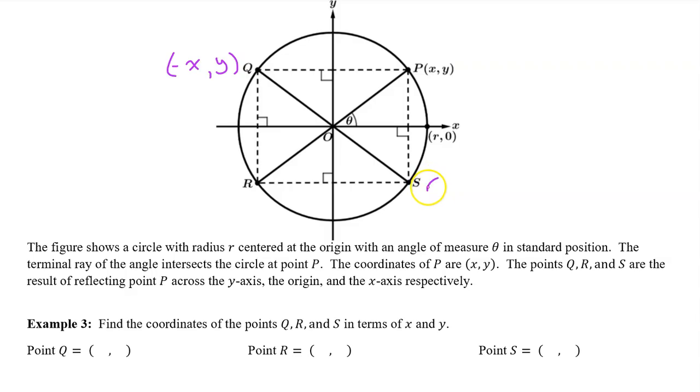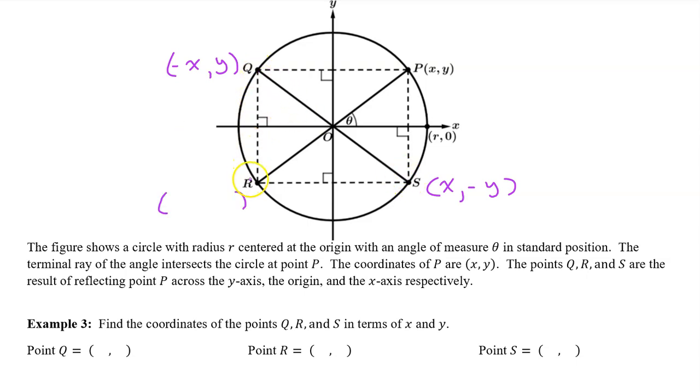Now let's jump down to point S. If the horizontal displacement of point P is x, then the horizontal displacement of point S will also be x. They are the same distance from the y-axis. If the vertical displacement of point P is y, the vertical displacement of point S will be the opposite of y. They are the same distance from the x-axis, but in opposite directions.